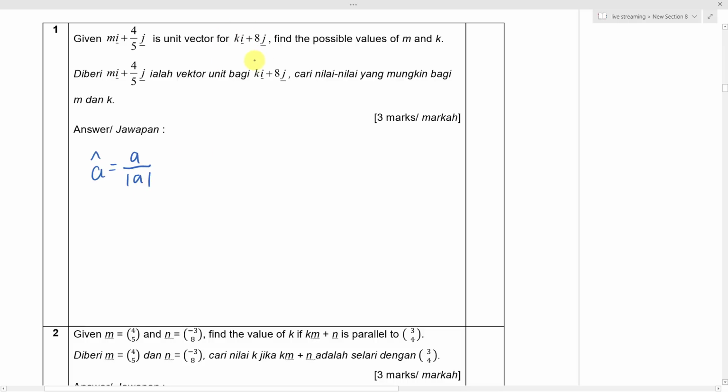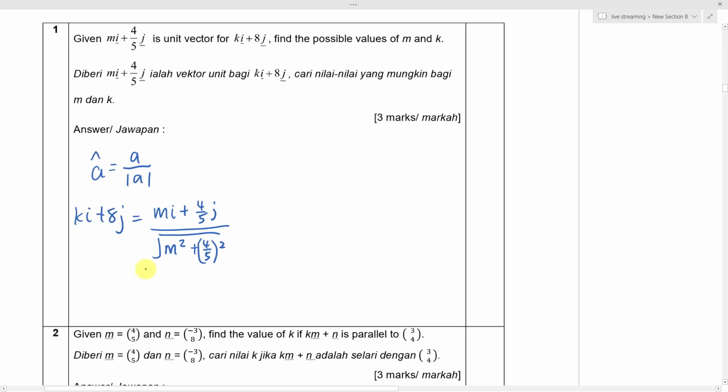Over here, they tell me the unit vector is ki plus 8j, so it equals the vector mi plus 4 over 5 j divided by its magnitude. This is the vector, right? This is not the unit vector. The magnitude will be the square root of m square plus 4 over 5 square.